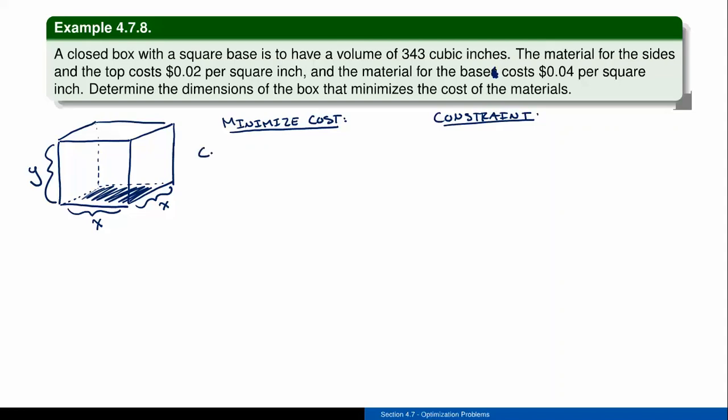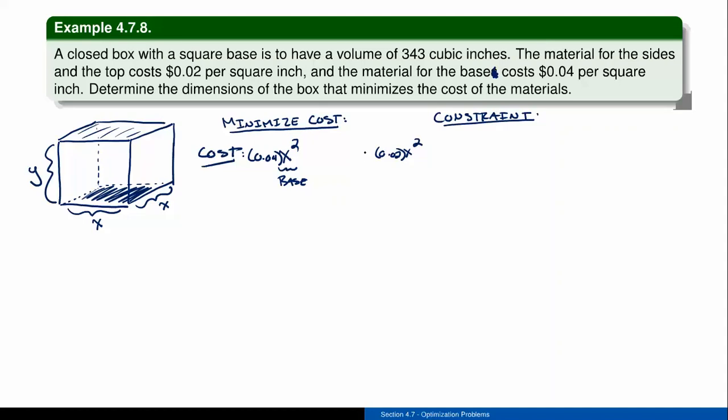To build the cost function, I'm going to think about these 6 different sides and add them all up. First, the bottom part, the base. The area of the bottom is just x squared, and the price of materials down there is 4 cents, so I'm going to throw a factor of 0.04 out in front of that x squared. I'm going to do the same thing to the top part. The top part has an area of x squared, but the weight out in front is 0.02. So that's accounting for the top and the bottom.